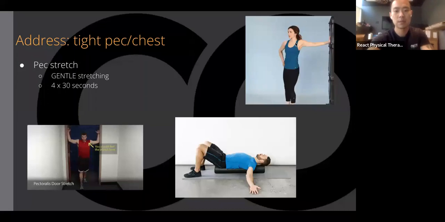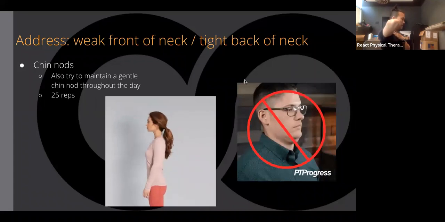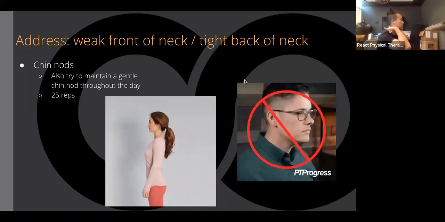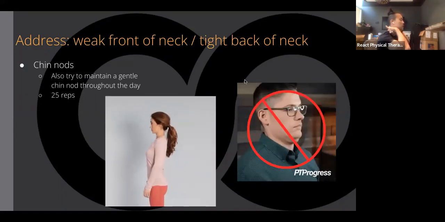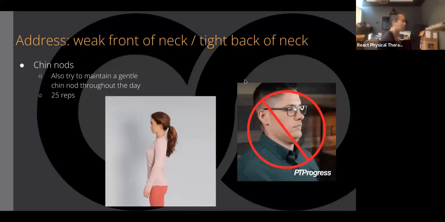All right, so that's our pecs. And then I think we're near the end here. Weakness in the front of the neck, also tightness in the back of the neck from having this position, right? You can see that you have tightness in the back, or the muscles back here are shortened, okay? And then the muscles in the front are going to be lengthened, right? And that can lead to weakness, okay?